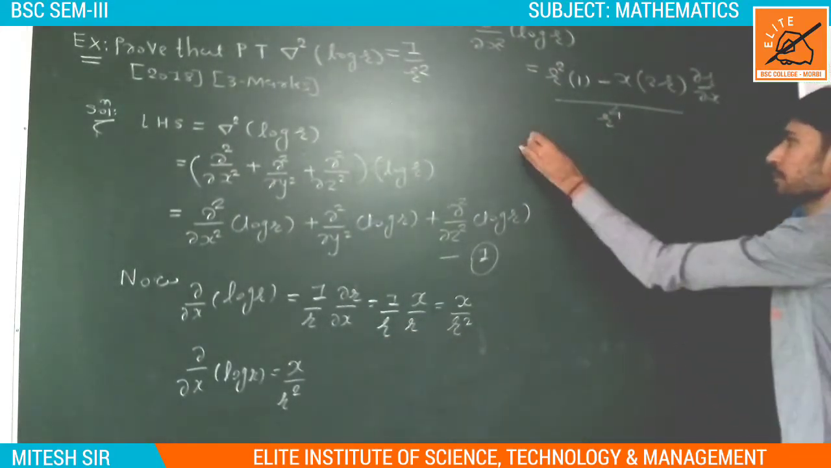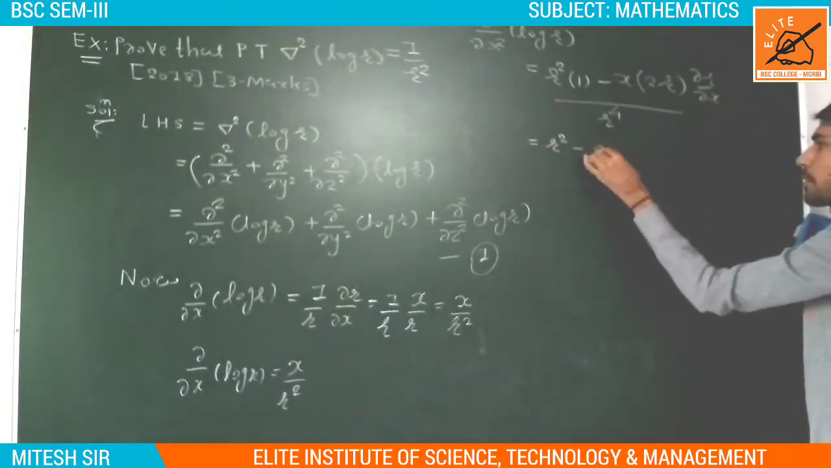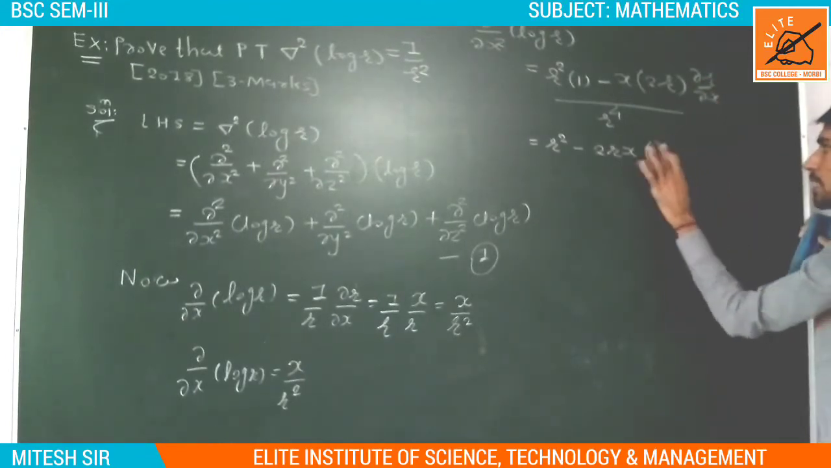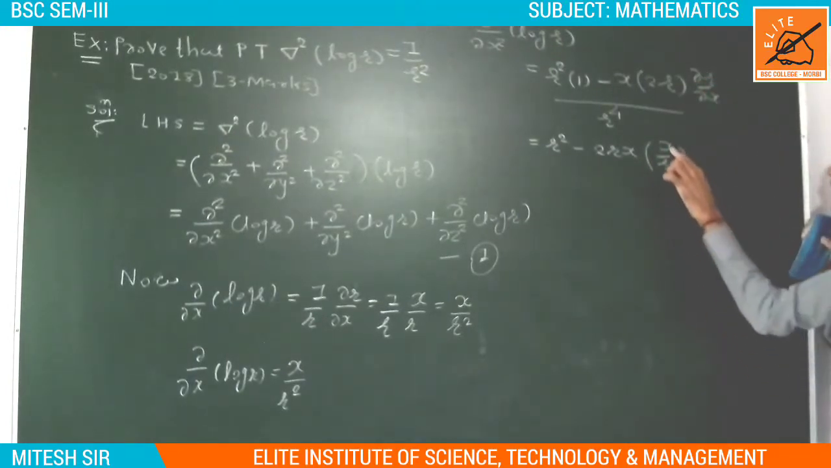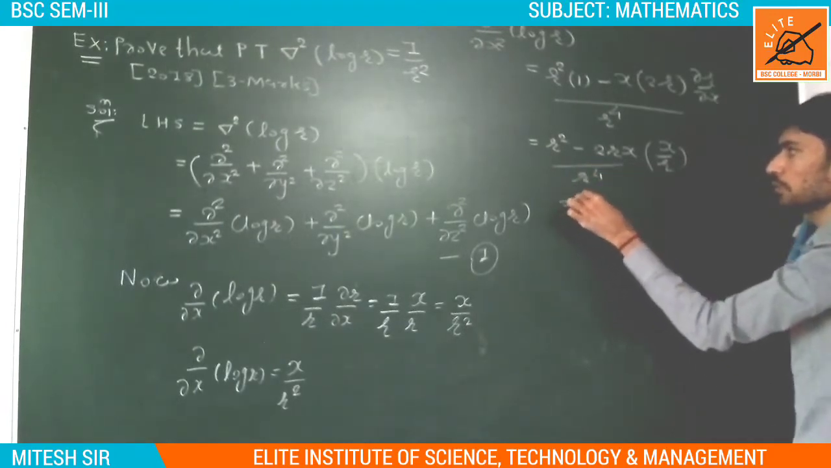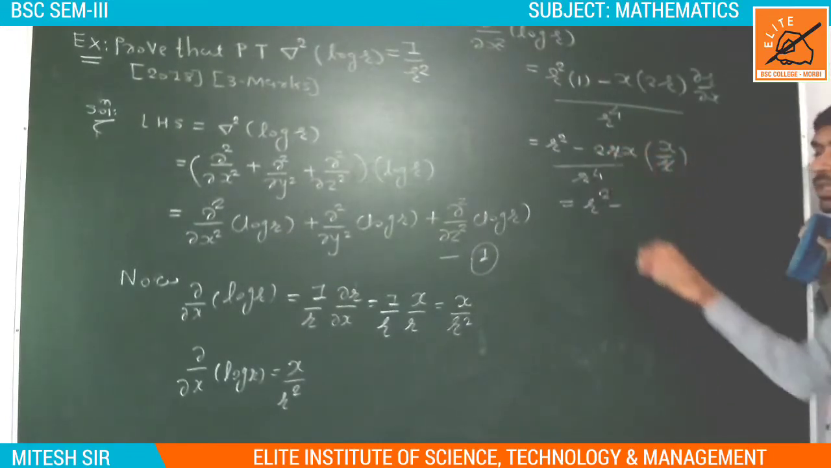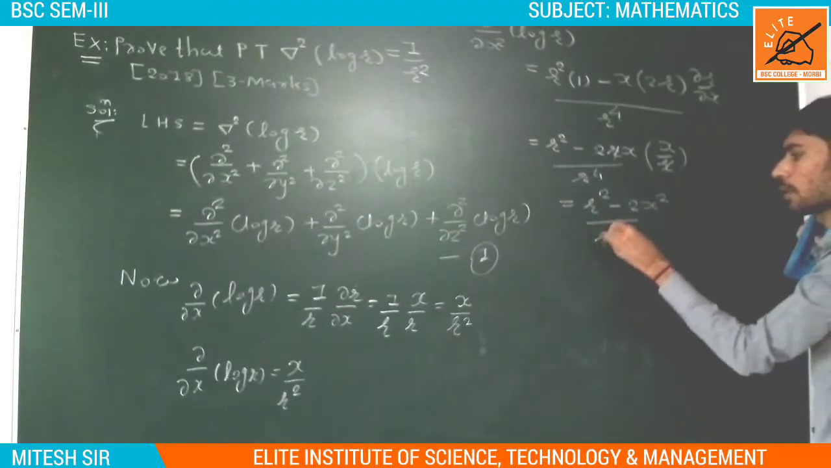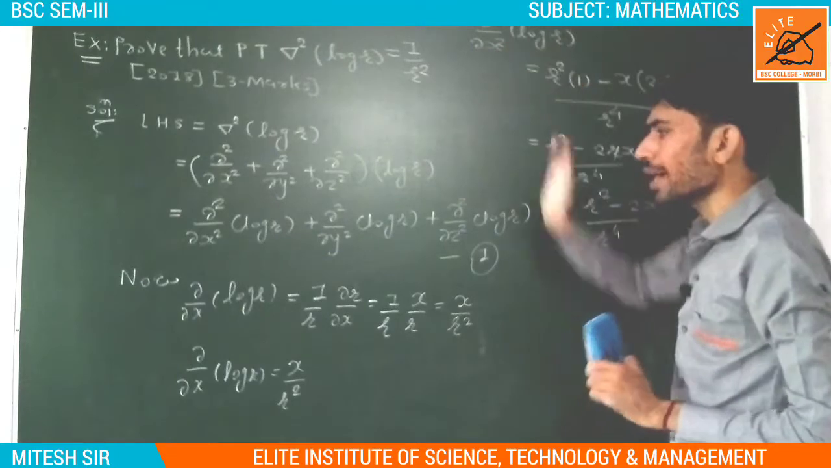Now we simplify this. r square minus 2rx times del r by del x. What is the value of del r by del x? As we already found, it is x by r. Again we substitute the value of del r by del x as x by r, upon r raised to 4, which is equal to r square minus 2x square upon r raised to 4, as one r cancels. So friends, this is the value we got for del square upon del x square of log r.